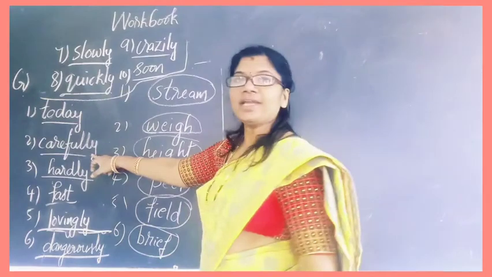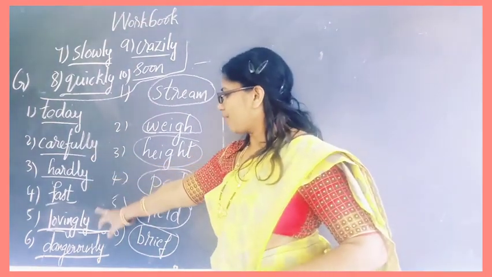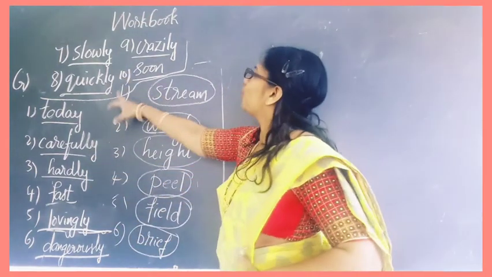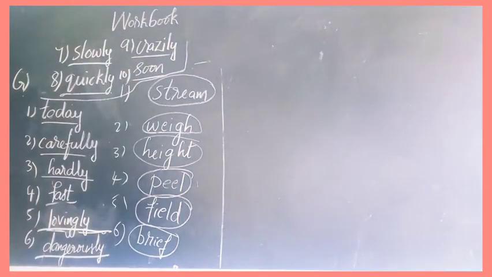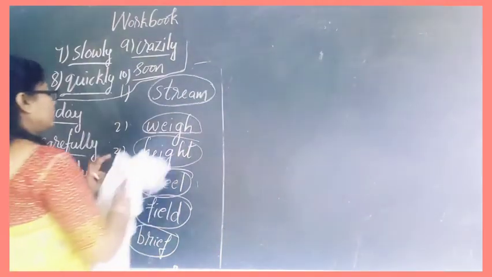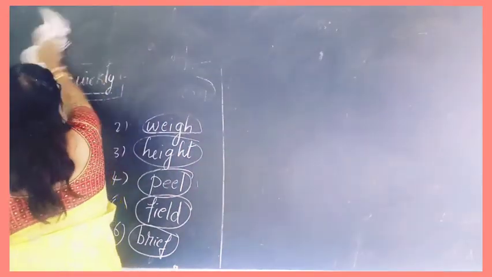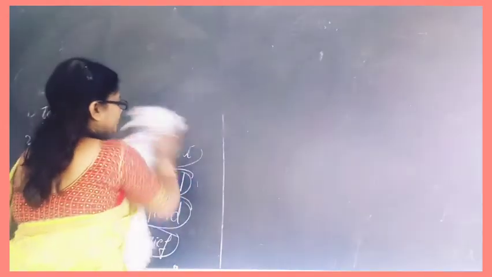First one today, second one carefully, hardly, fast, lovingly, dangerously, slowly, quickly, crazily, soon. So the last thing, the think and write, is for your own work. I just guide you how to write the homework part. First, letter writing you should know. Whenever I ask you to write a letter to your friend, your mother, whatever it be, the matter I give you.